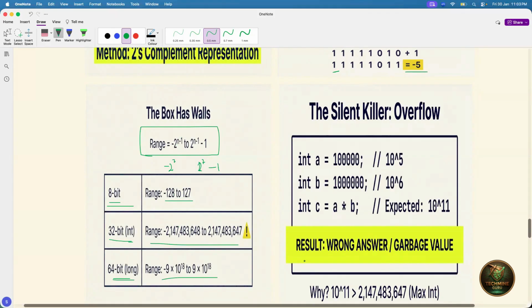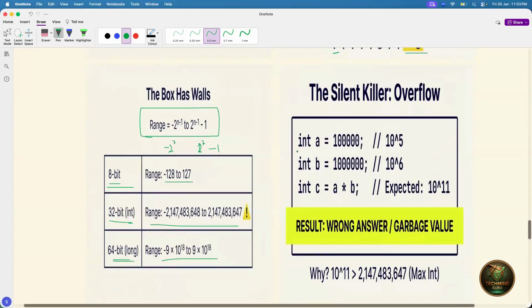So why do we need to understand this? Suppose you are given two integers, A as 10 to the power 5 and integer B as 10 to the power 6, right? And you are told that you have to multiply both the integers and keep the result in integer C, right? So the expected result will be 10 to the power 11. So 10 to the power 11 is much bigger than the max int range. So it will give some garbage value.